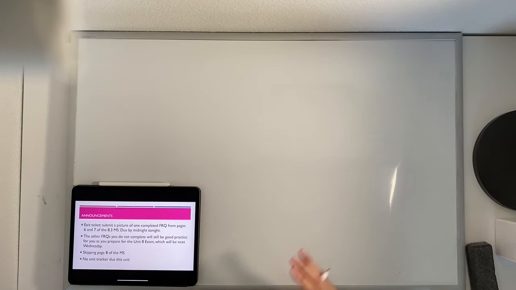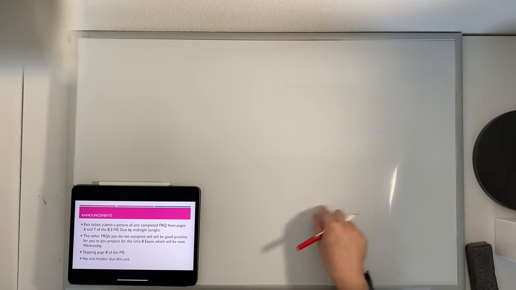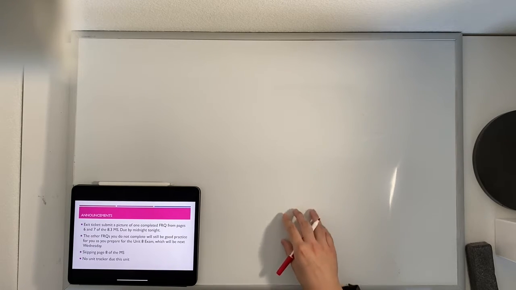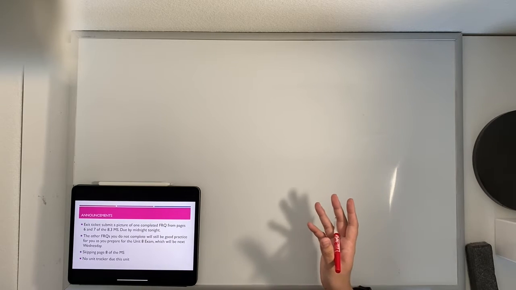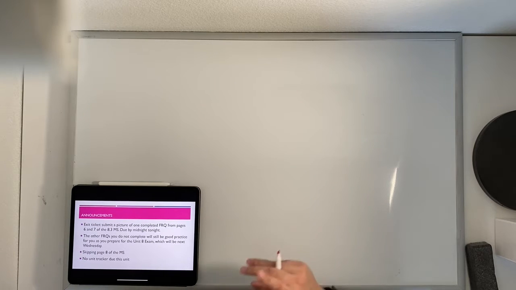The other FRQs that you do not complete today are still fantastic practice as you prepare for this Unit 8 exam. Okay, that Unit 8 exam will be, I'm planning to have it next Wednesday, so we'll review Monday and Tuesday this entire unit. We are skipping the 8th page of this mastery sheet. That is what we call shell method. I've mentioned this before. It's an alternative way of finding volume of solids of revolution instead of washers. It's not really required of you, so we're going to skip over it. Additionally, as we near the end of this unit, just know there's no unit tracker here. I'm not going to worry about collecting that, okay?